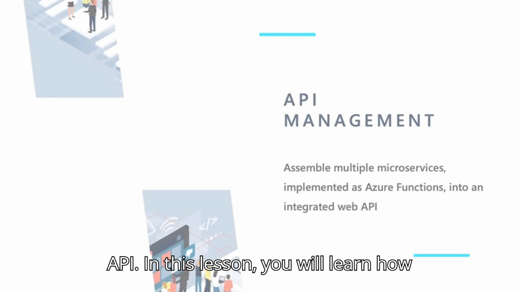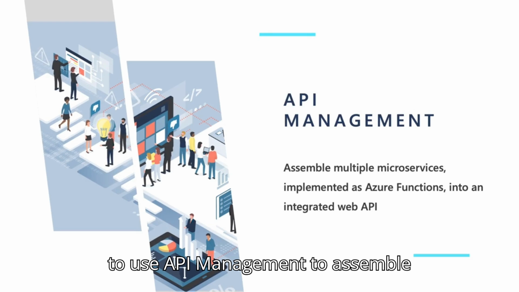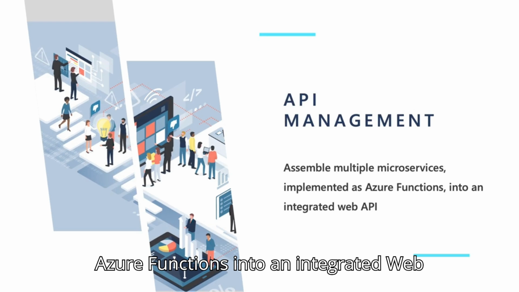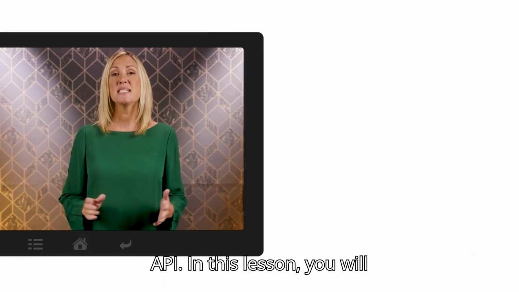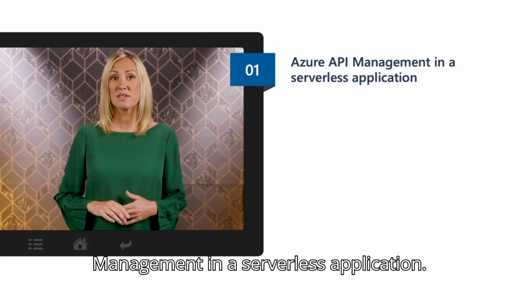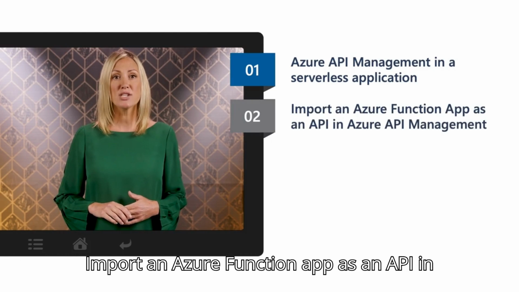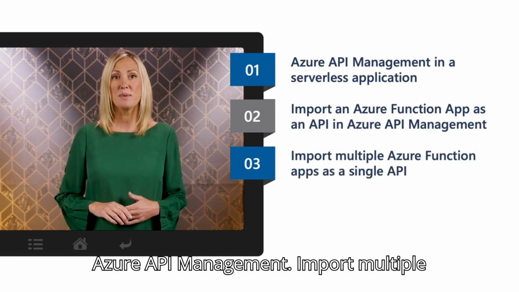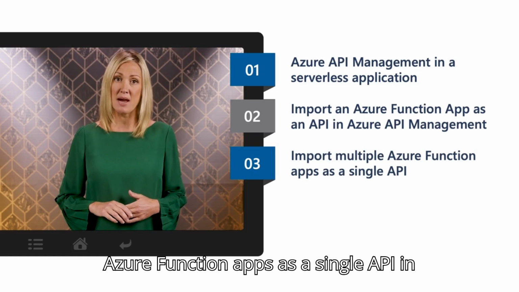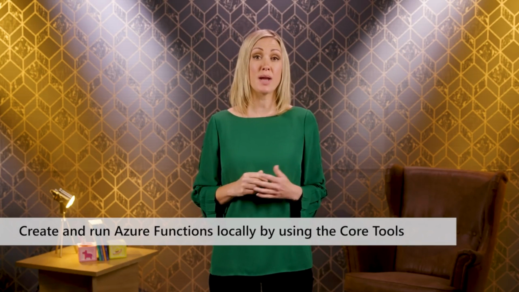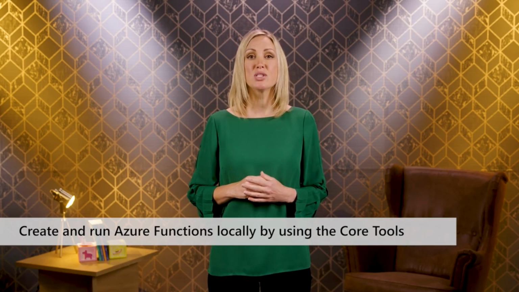In this lesson, you will learn how to use API management to assemble multiple microservices implemented as Azure Functions into an integrated web API. You will identify the value of Azure API management in a serverless application, import an Azure Function app as an API in Azure API Management, and import multiple Azure Function apps as a single API in Azure API Management. The Azure API Management, or APIM service, enables you to construct an API from a set of disparate microservices.